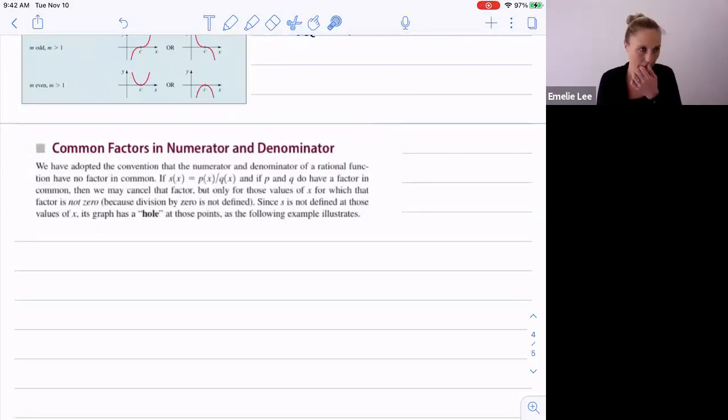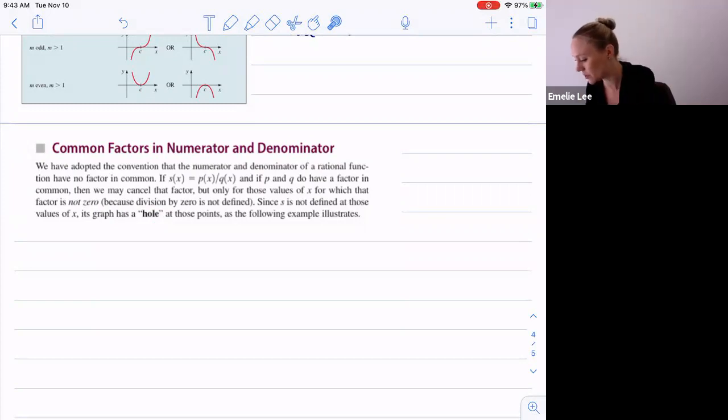So far, we've been saying that the numerator and the denominator have no factors in common. That's not always the case, right? If they do have a factor in common, then we can cancel that factor, that's fine. But what we have to remember is that we've canceled something, which means it was in the numerator and in the denominator. I have to remember that I can't divide by 0. Even if I'm able to cancel it away, it was still there to begin with, right? And so what happens is we get a hole in that space, right?